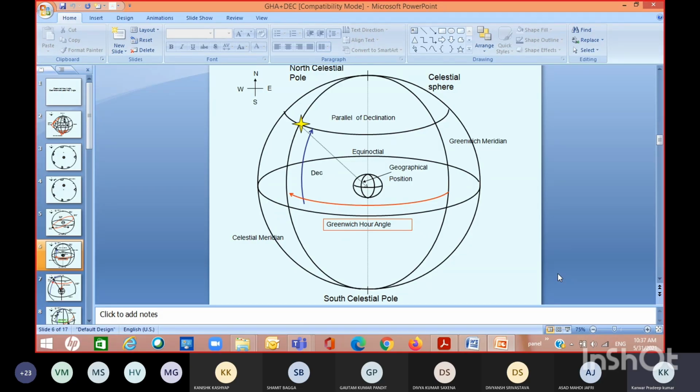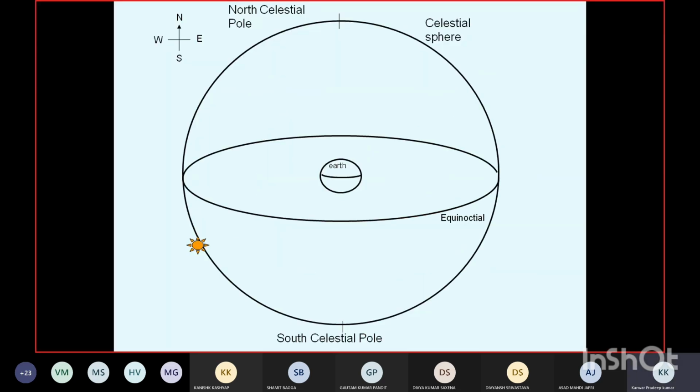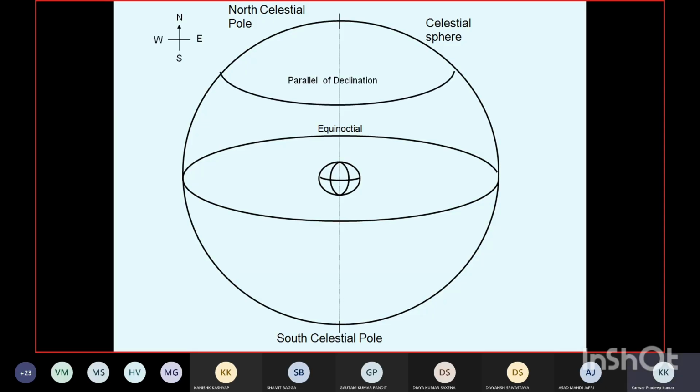Coming back to this diagram, let me go back. I think I will use this mode. Okay, अभी थोड़ा आवर एंगल्स देख लेते हैं जो भी हम डिस्कस कर रहे थे। So the equinoctial, the earth in the center, celestial sphere around it. This is the parallel of declination, body rising in the east, setting in the west, daily path. This is the declination. Let's say this is the Greenwich meridian now. The point of reference.